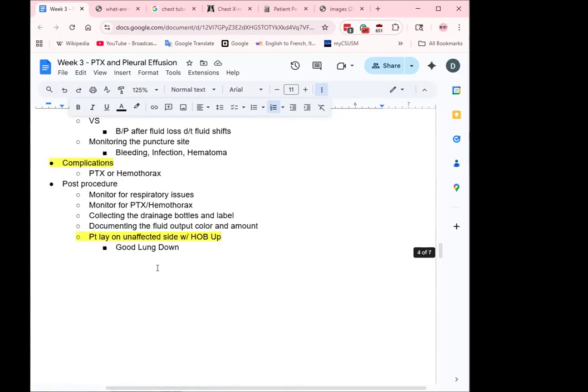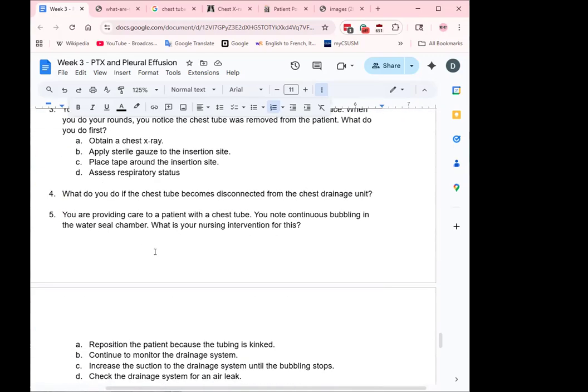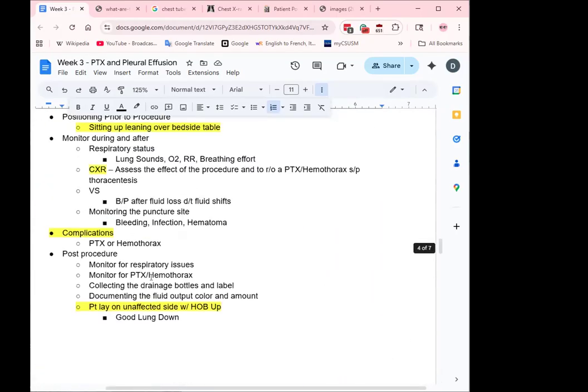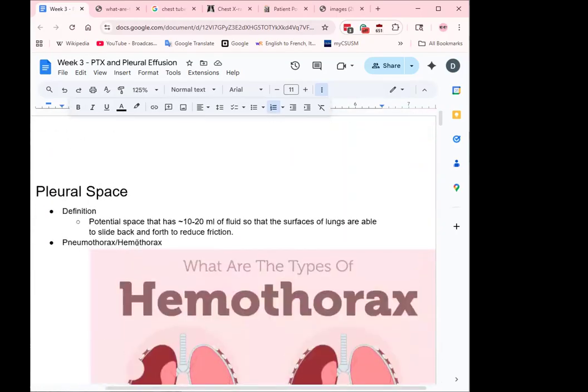Everything that's highlighted are things that I think you should focus on and that could be asked. But yeah, those are your exemplars. Any questions on that? All right, that sounds good.